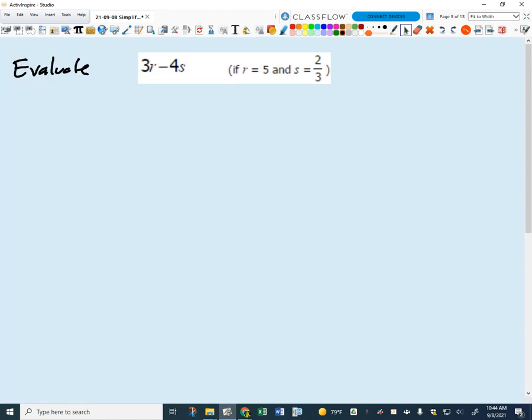So let's take an example. Like what about something like this? We have the expression 3r minus 4s, but we want to evaluate this when r equals 5 and s equals 2/3. So what are we doing?